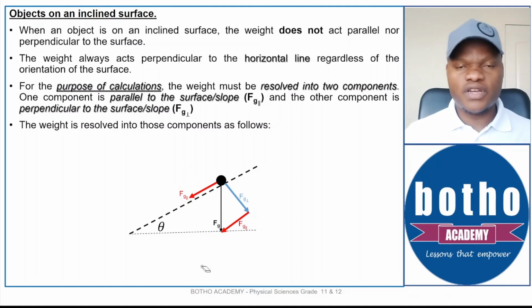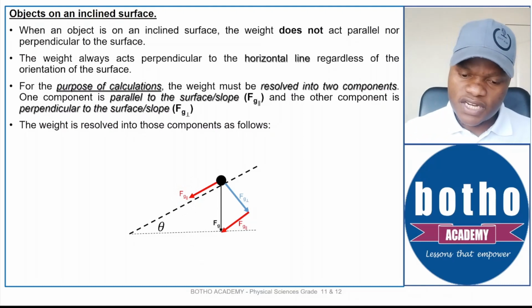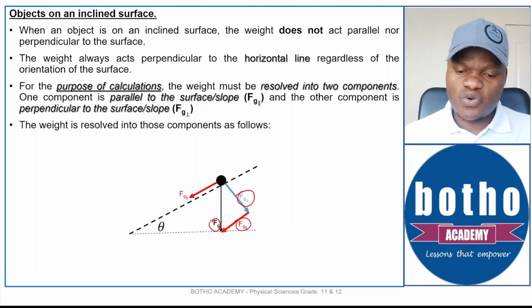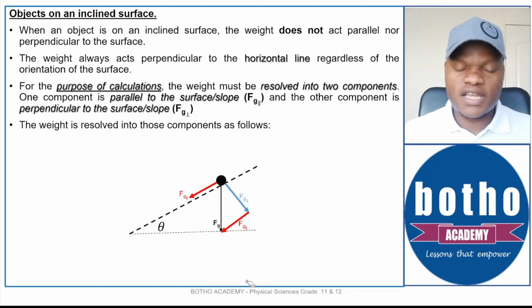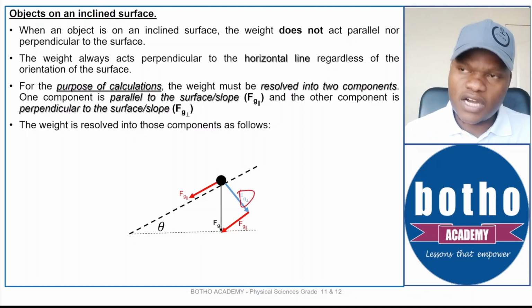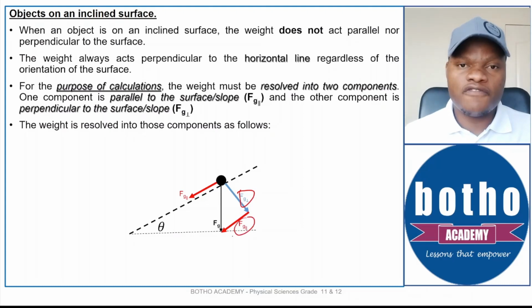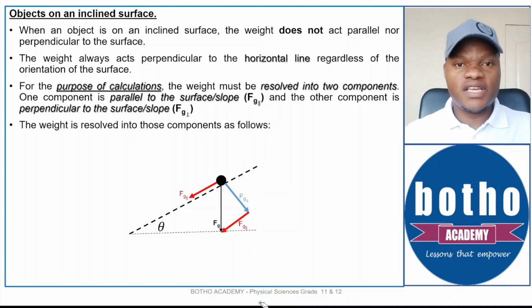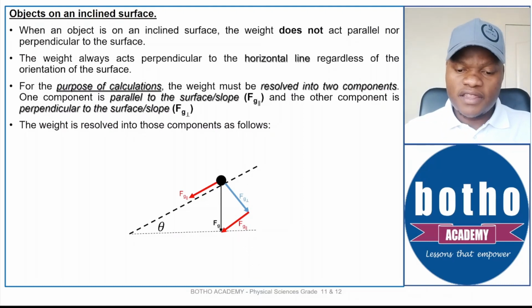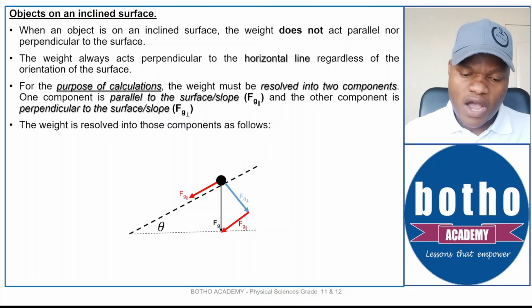Now let us look at this situation. We have a triangle with three sides: FG on one side, FG parallel on another side, and FG perpendicular on the other. Now we need to figure out, like we did in the previous slide, how to calculate FG perpendicular and how to calculate FG parallel. The most important thing, and I get this a lot from learners, is asking about the angle that we are using. We are going to use this angle.